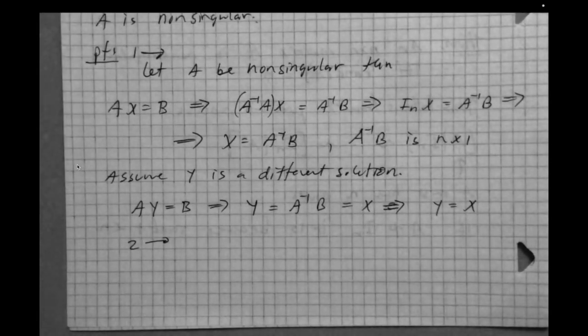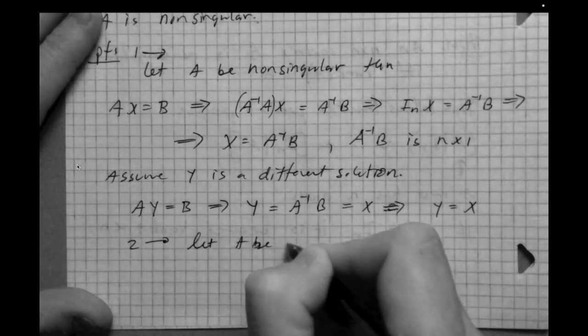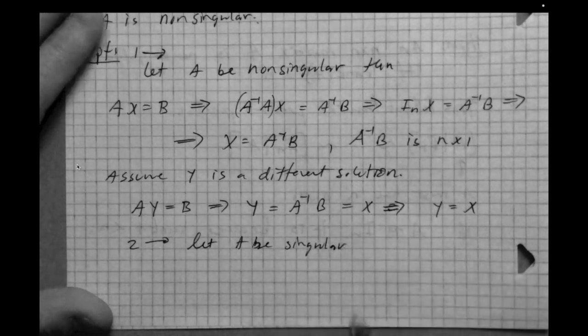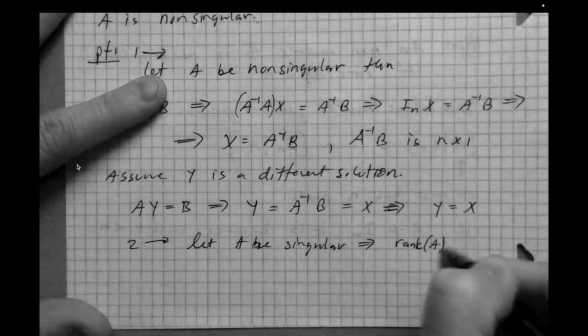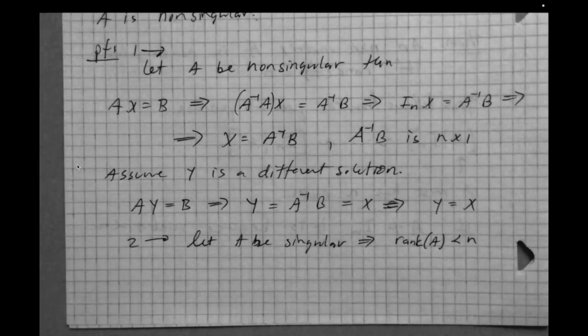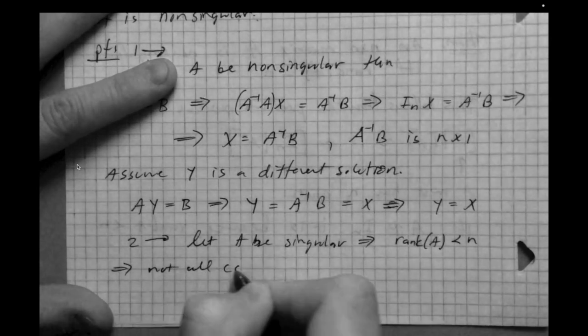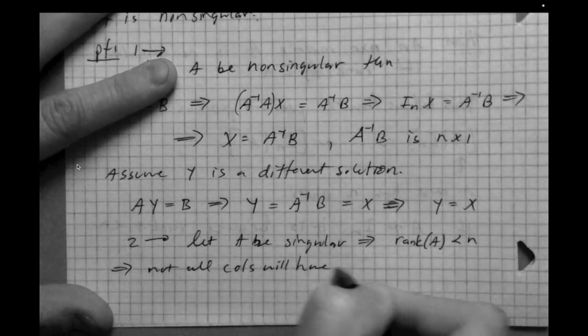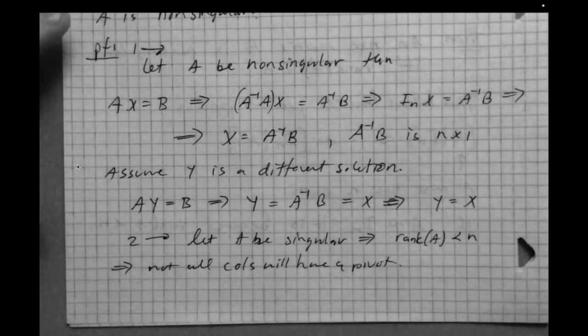Well, let's assume that for item 2, A is singular. Let A be singular. What does that mean? Well, it means the rank of A is less than n, it's not equal to n, and not all the columns of A will have a pivot. So two things can happen. You have two options here.